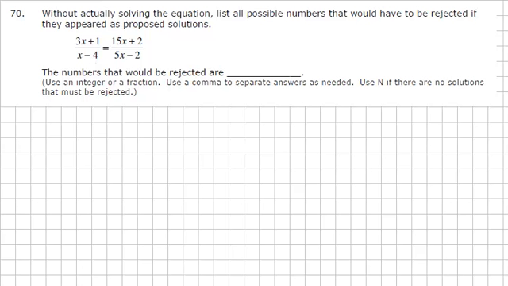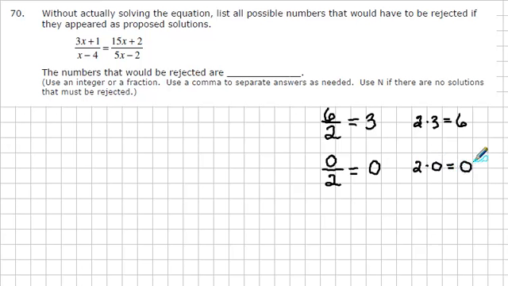So let's just review some of the properties of division. Suppose we had something like 6 divided by 2. What is 6 divided by 2? Well, of course, that's the number 3. But why is it the number 3? Well, it's the number 3 because 2 times 3 is equal to 6. What is 0 divided by 2? Well, 0 divided by 2 is 0. Why is that? Well, that's because 2 times 0 is equal to 0.